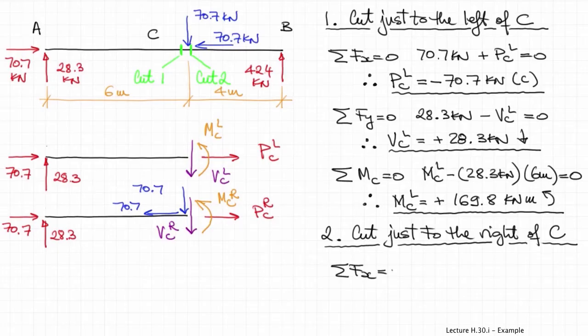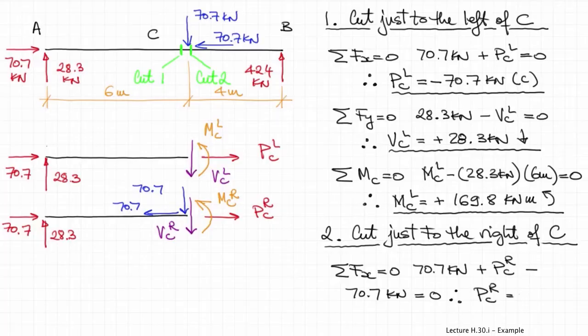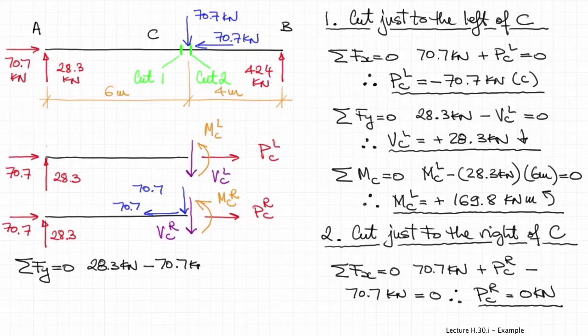So again, we will write the same equations, sum of the forces in the horizontal direction, in order to solve for the axial force in the beam between BC. So that would be 0 kilonewtons, no more axial force in segment BC of the beam. Then we can sum the forces in the vertical direction to calculate the shear force at point C, but to the right of the force. So VC to the right of the force is now negative 42.4 kilonewtons going upwards.